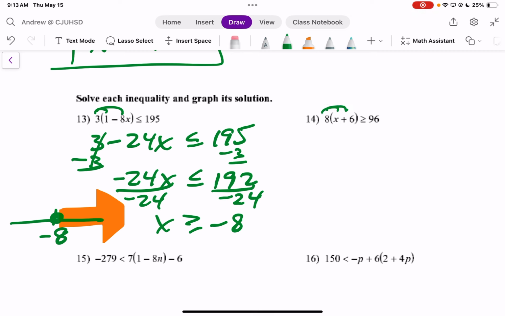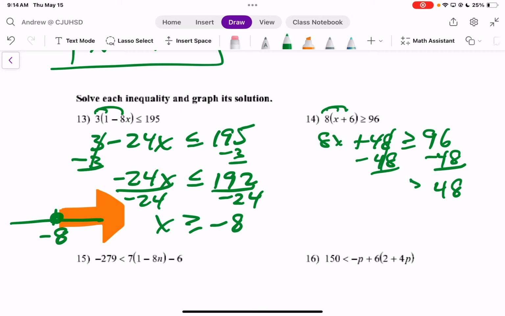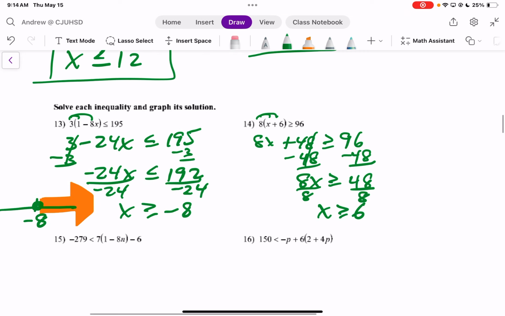We'll distribute the 8 here, 8x plus 48. And I think 48 times 2 is 96. So this will be 48 again. Inequality does not change when you subtract. I'll divide by 8, and we got 6. Again, for a number line, you're going to have 6. It'll be a closed dot. Well, I should do it here in green. It'll be a closed dot, and this one is shading also to the right.